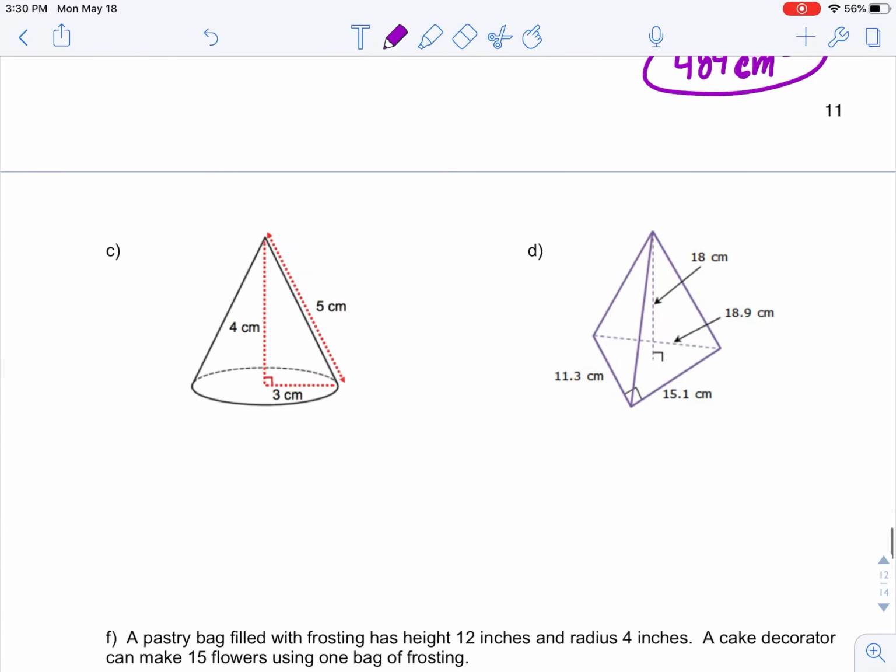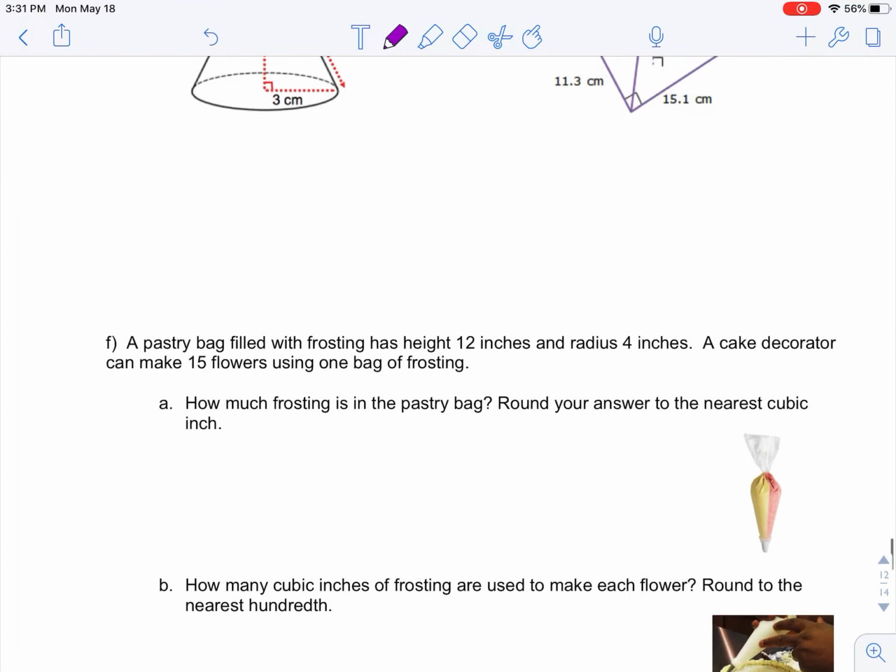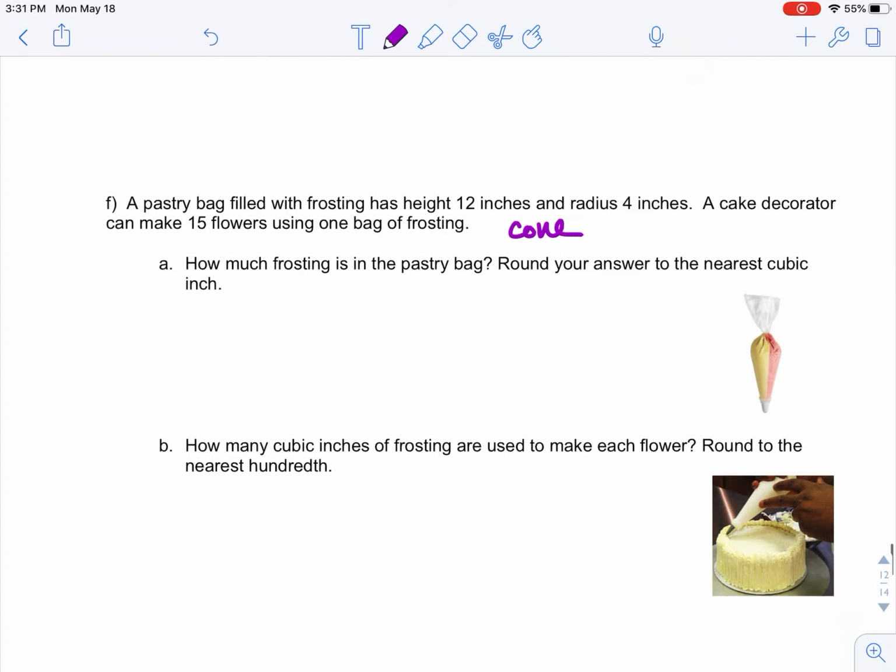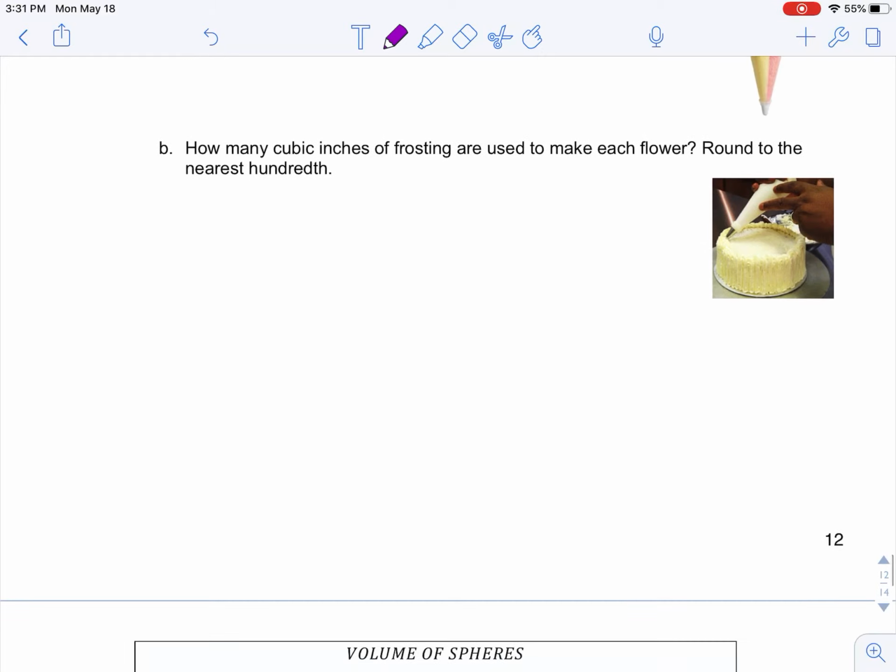So I want you guys to finish page 12. You've got a cone and another pyramid. And then you've got this one, which is also a cone here. Okay, so you'll try that one on page 12. And then that'll be it for today, pages 10, 11, and 12.